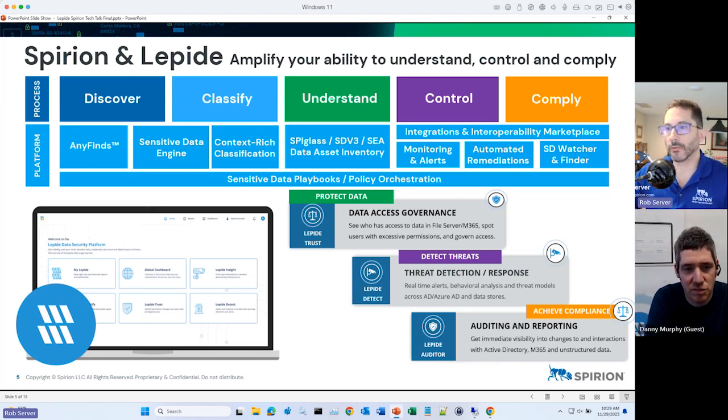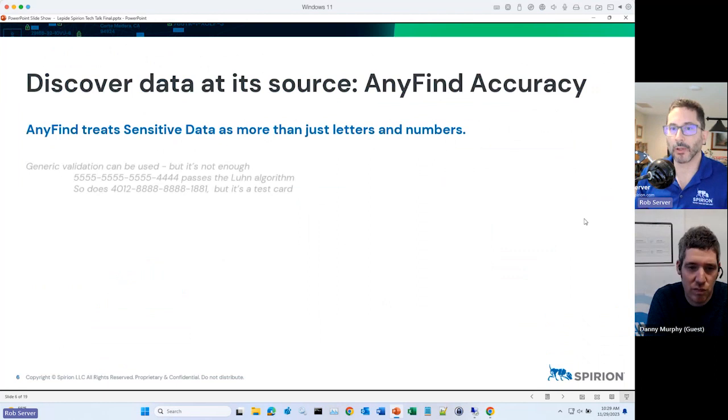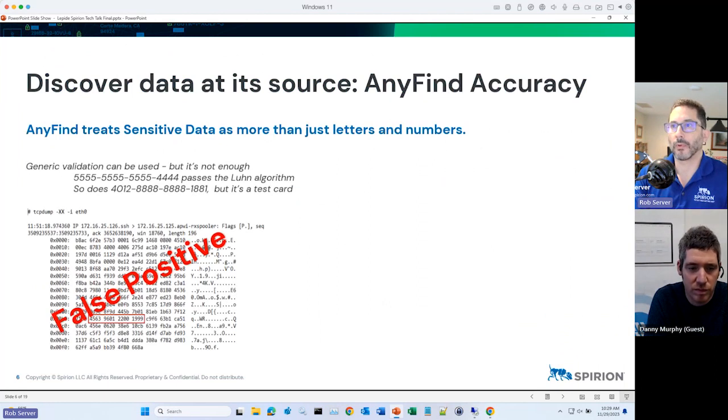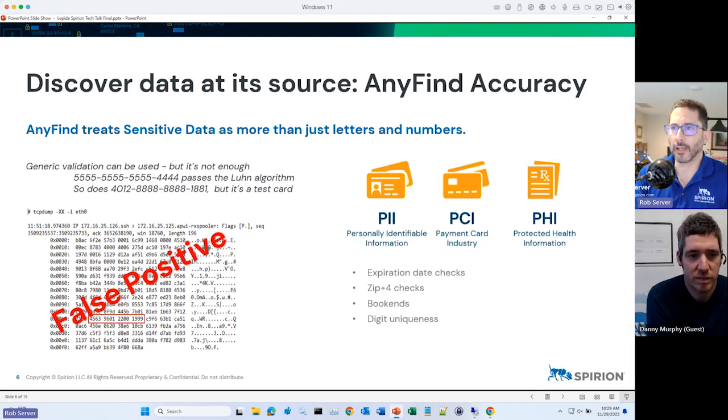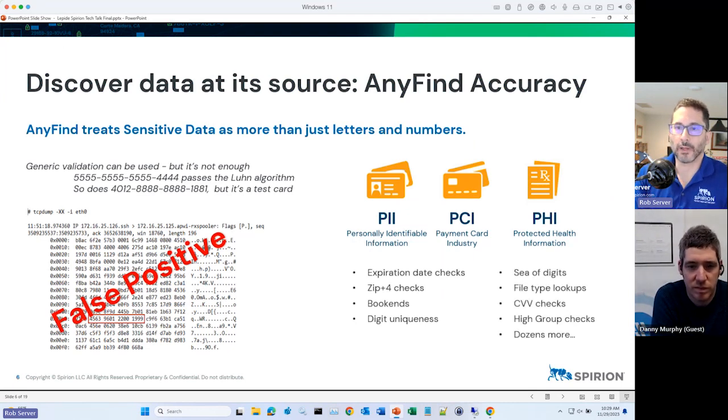Let's dive a little into the Spirion aspect, and I'll start off with a comment. Finding data is easy. Finding sensitive data accurately is very hard. You're going to get false positives with a lot of different types of solutions. This is one of my favorite slides. It's an oldie but a goodie. The squared text in the TC dump, with big surprise, it's a false positive. It actually matches a credit card number. However, this is a perfect example of a false positive.